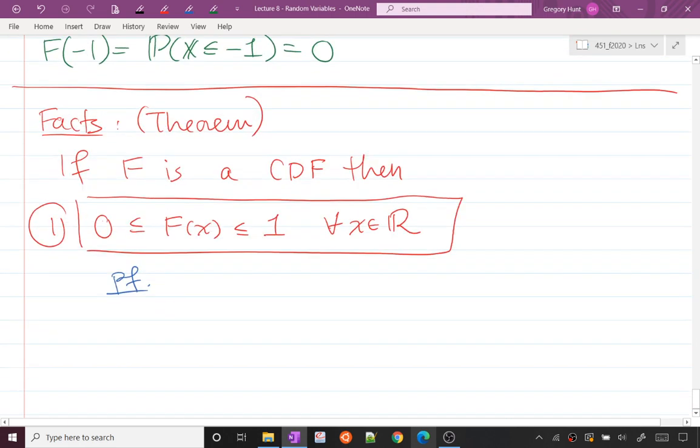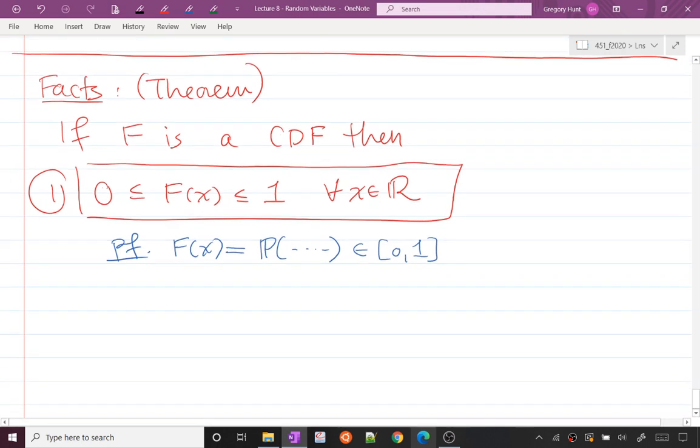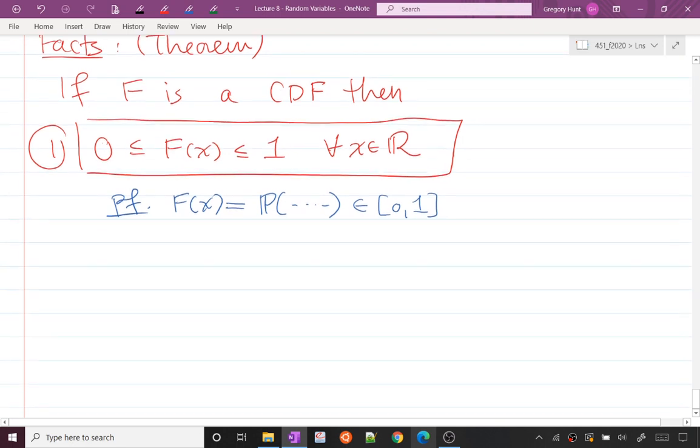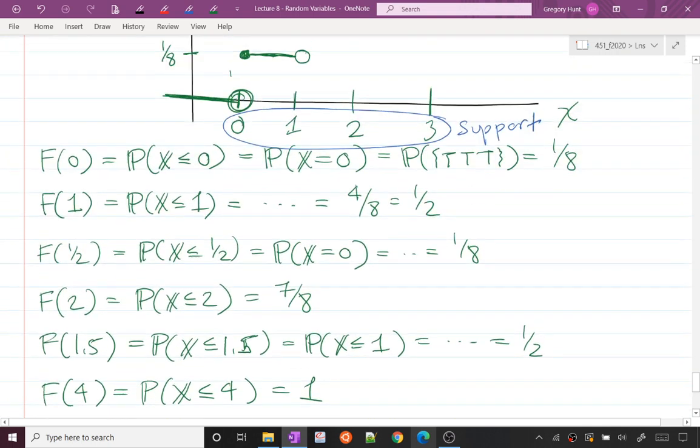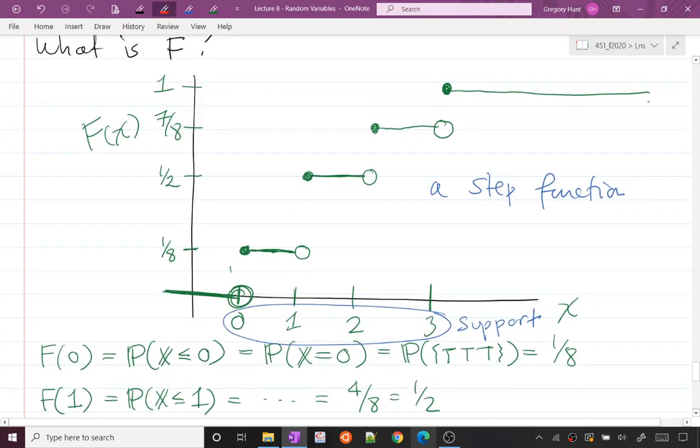Anyone have a proof of that? The proof is actually not so bad. F of x is some probability. I don't even care what it is. But we know that probabilities have to be between 0 and 1. F of x is just some probability, so it has to be in 0 to 1. Easy. Nice little fact.